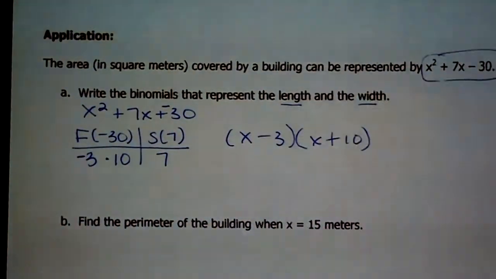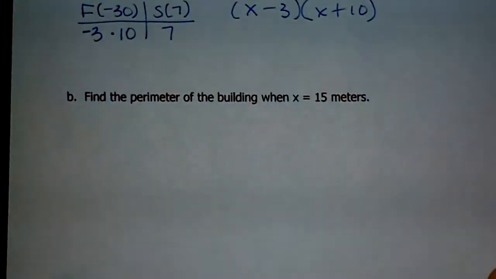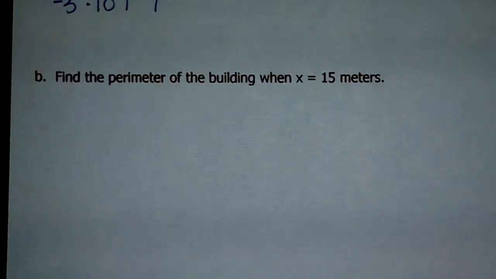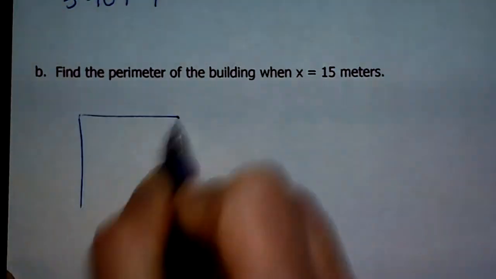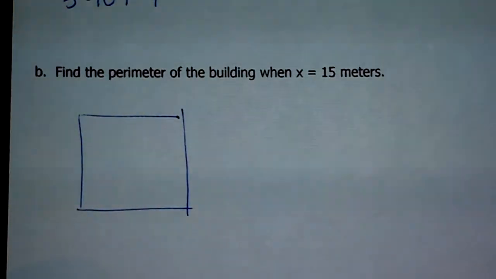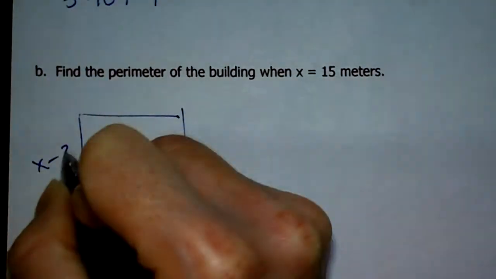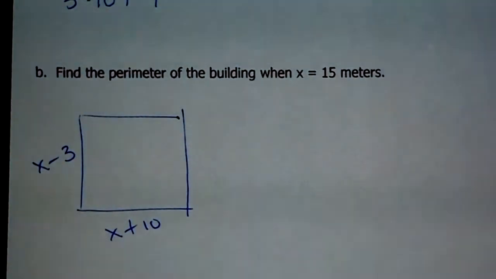Now I ask you, okay, so these are the side lengths. This is the length and width of the building. I ask you not to find the area. I ask you to find the perimeter of the building when x is 15 meters. I think a picture would be very helpful. So let's make a picture. And I know it's not really going to be a square, but just bear with me. Okay, one of the side lengths of this we said is x minus 3, and the other we said is x plus 10, right? Perimeter is the distance all the way around this building.